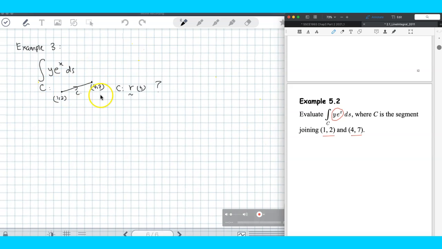Okay, so now your C is the line segment joining the point (1, 2) to (4, 7). Segment here means a straight line joining the point (1, 2) to (4, 7). So that is your curve. Now in order for you to solve the line integral here, you have to have the vector r(t), or at least the parametric equation.